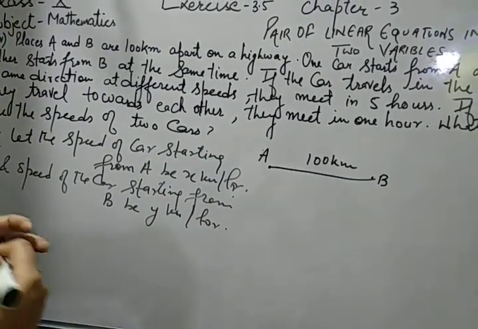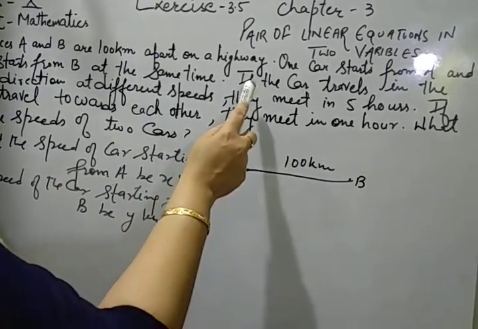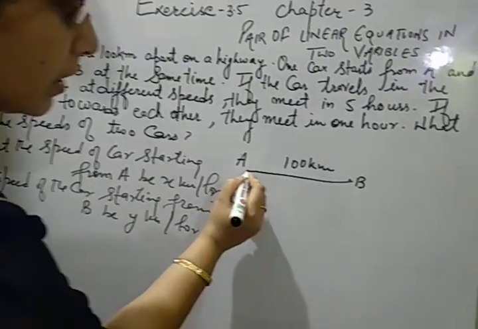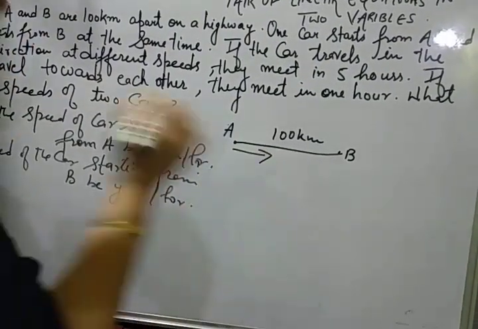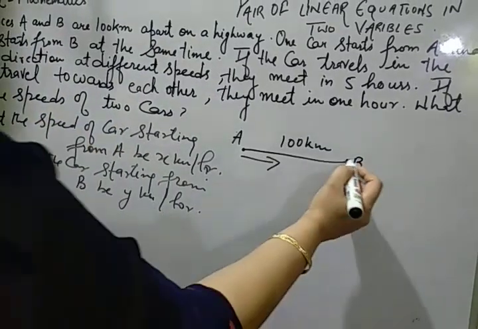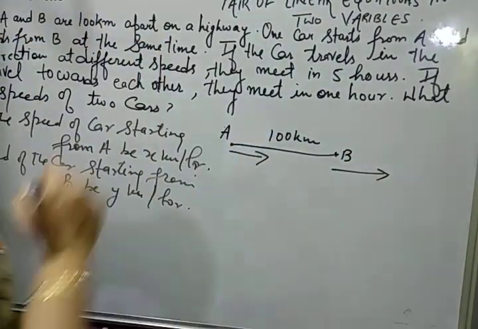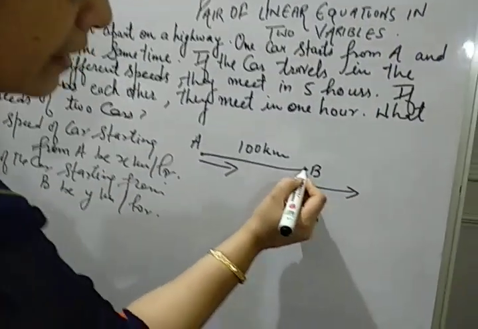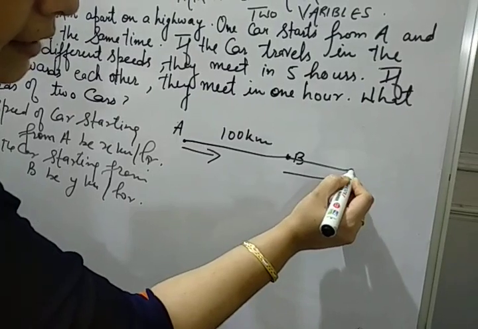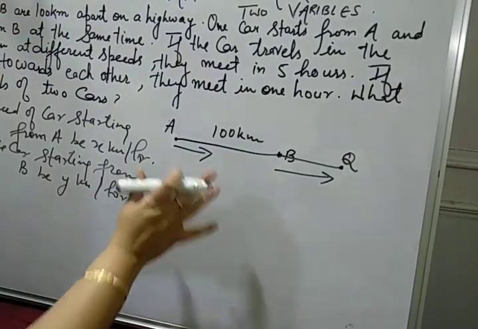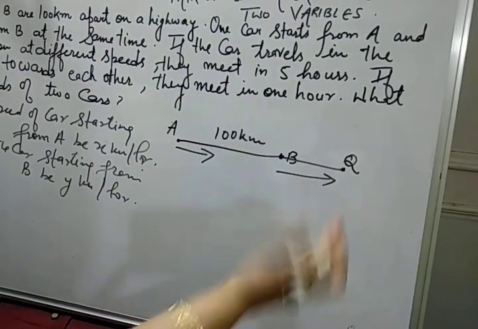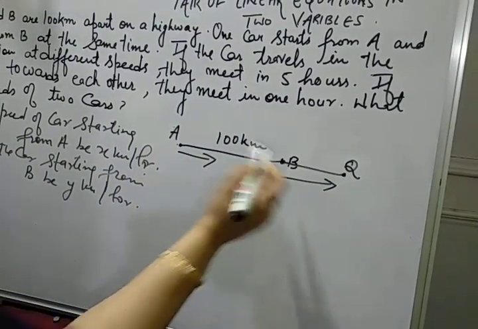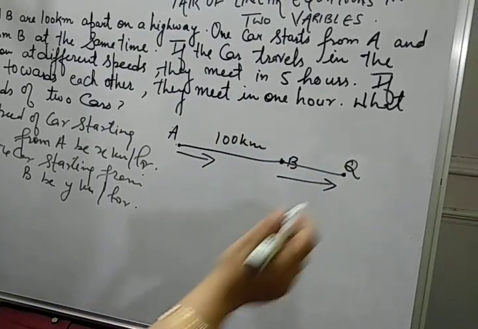Right? The first situation given is if the cars travel in the same direction. Same direction means the car starting from A is moving towards this side and the car starting from B is also moving towards this side, and they meet in 5 hours. Let us say that A and B after 5 hours meet at point Q.